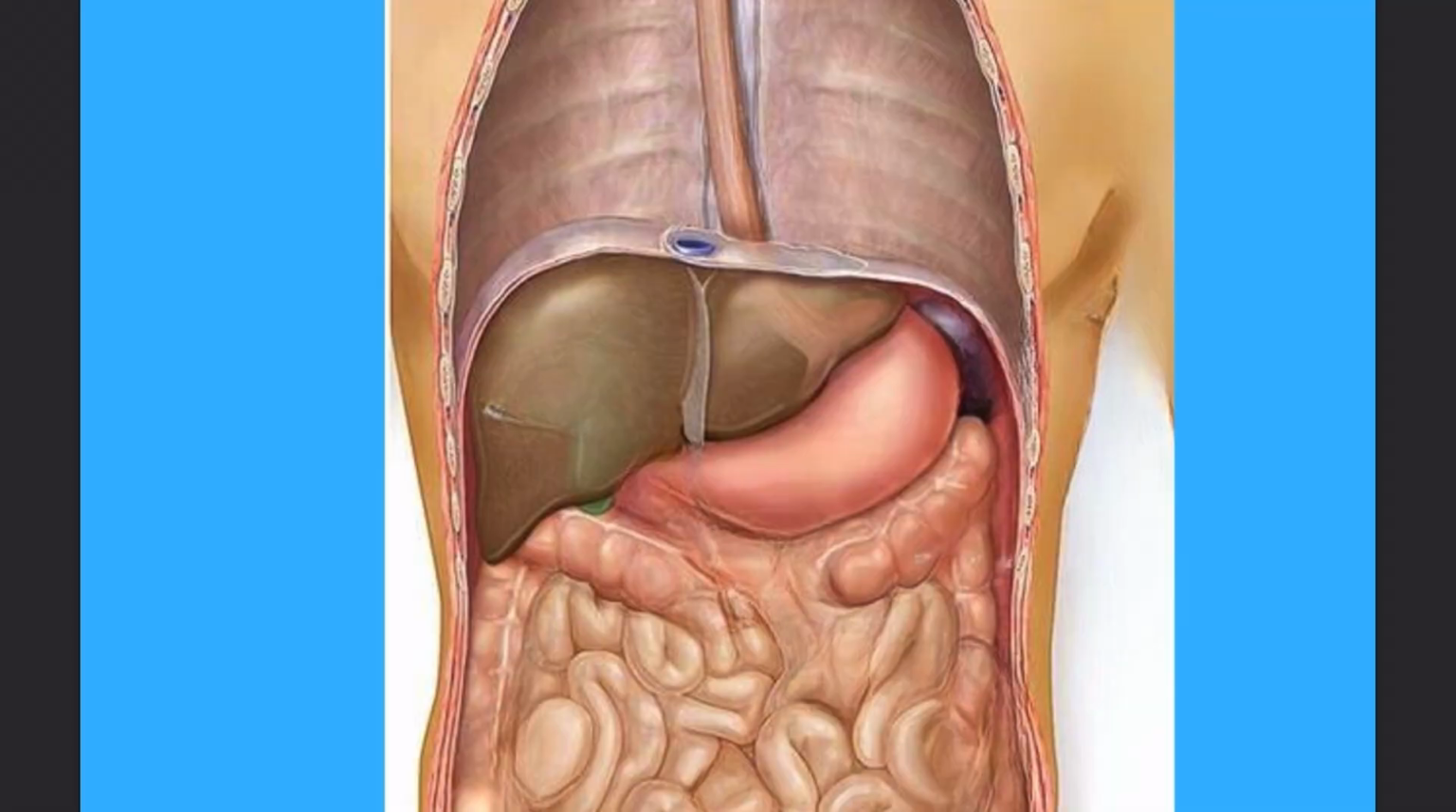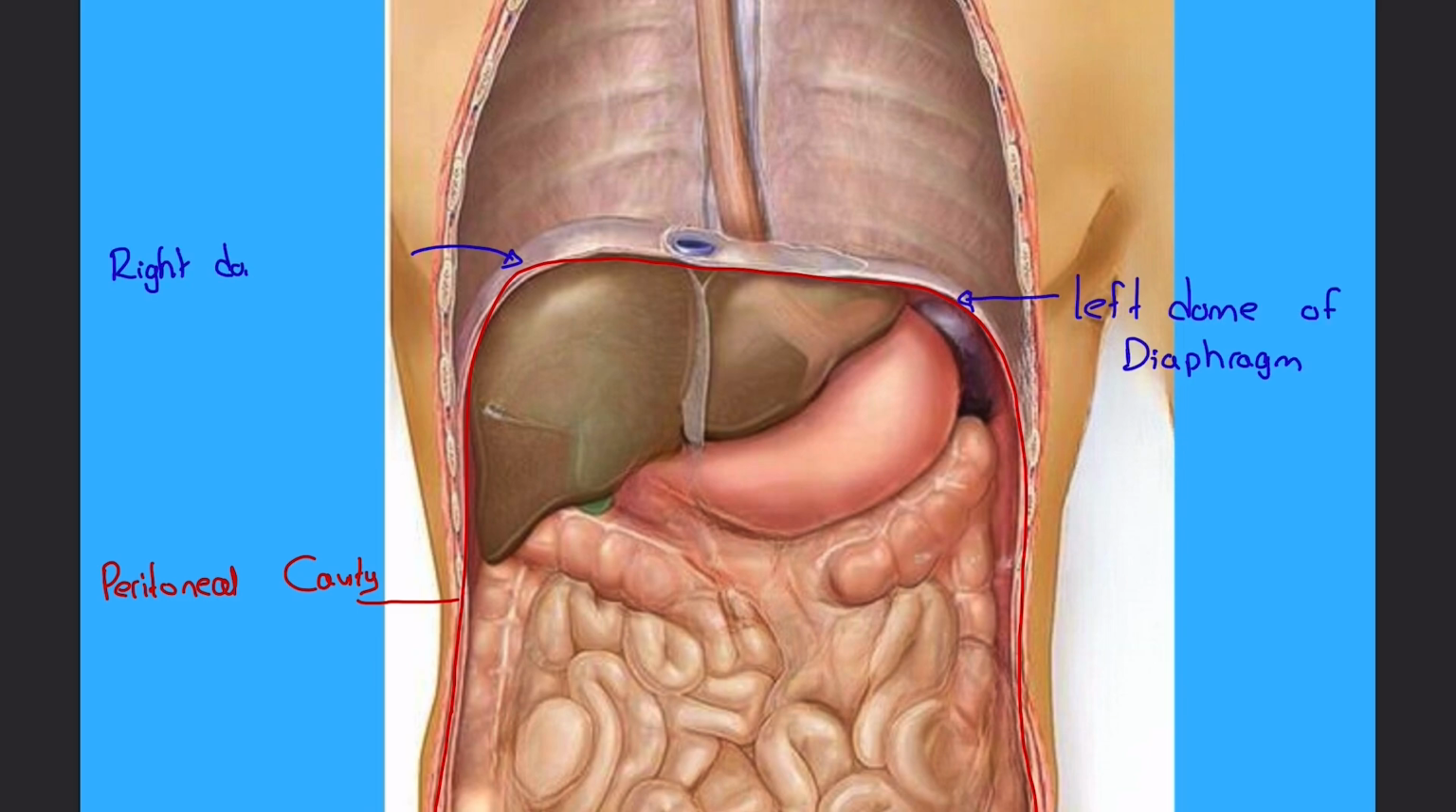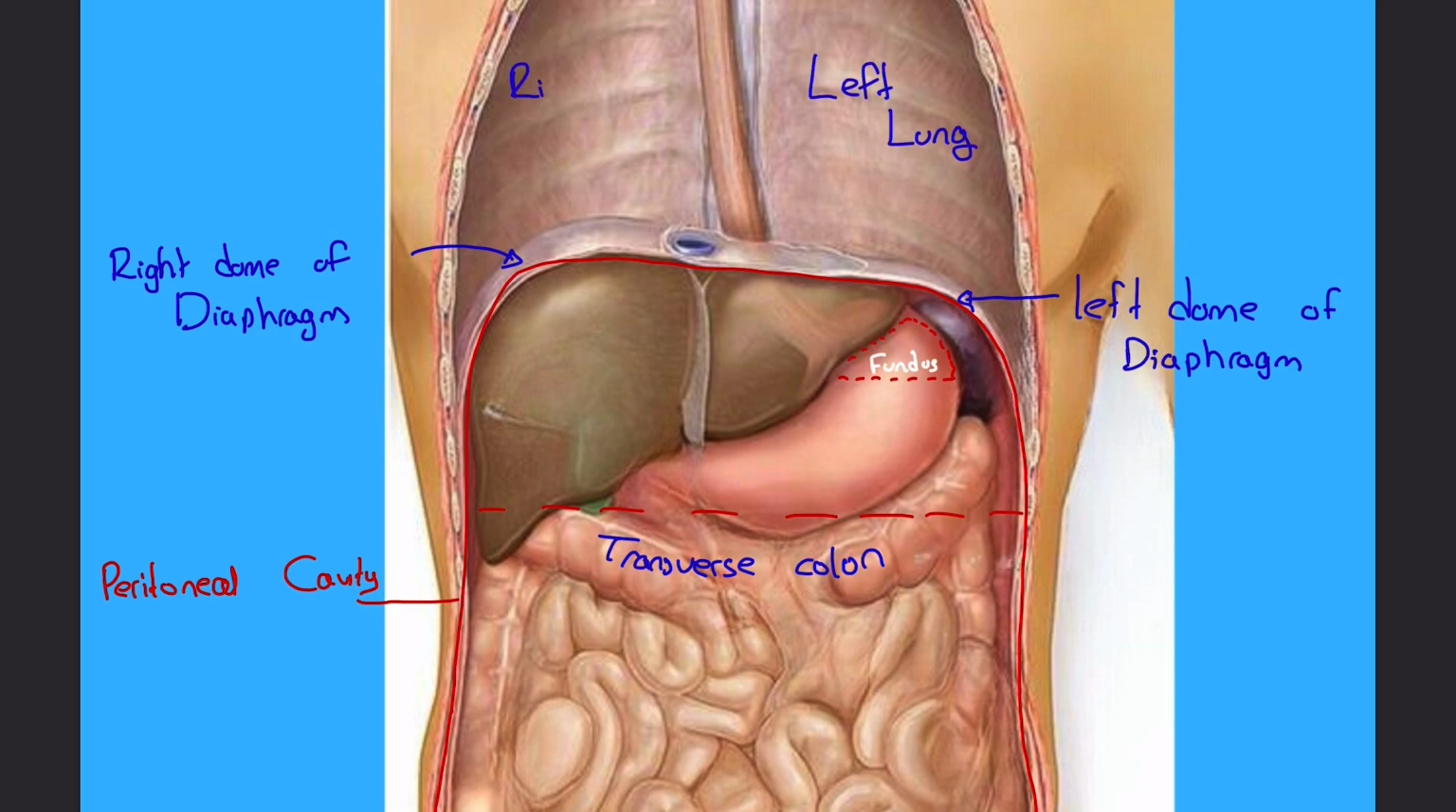Okay guys, now it's time to speak about the position and its syntopy. Stomach is an intraperitoneal organ, meaning it lies within the peritoneal cavity, as you can see in this image. It is located below the left dome of the diaphragm and is above the colon, so it's in the supracolic part of the abdomen. The fundus of the stomach, as you can see in this picture, is near the left lung through the diaphragm.